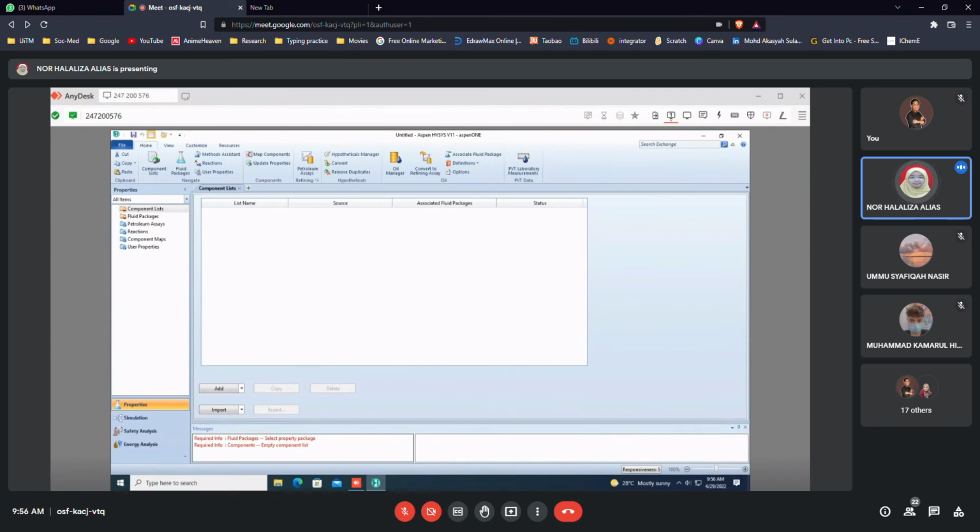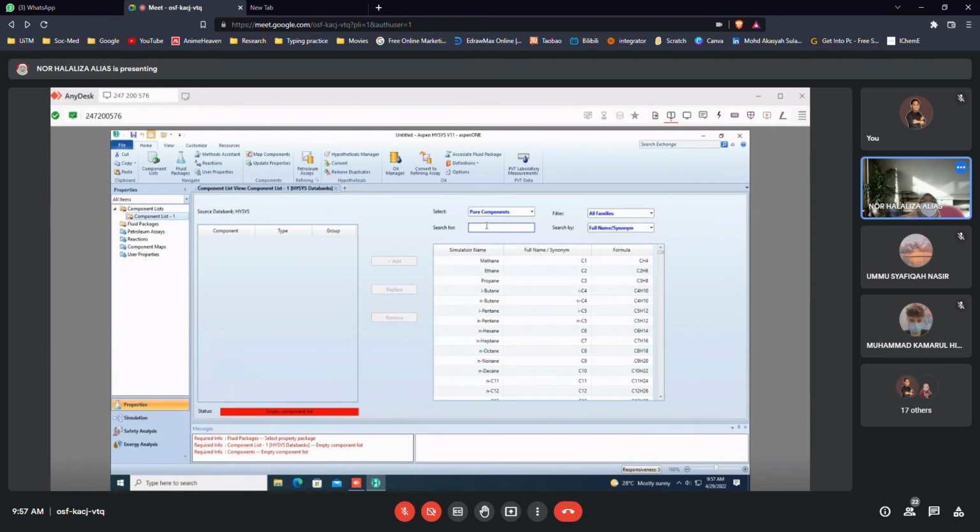Okay, case 1. Case 1, you need to set the pump as 70% efficiency. Use PR, SRK and also NRTL respectively. So now you tell me what should I do in the first place. Remember, kita hanya ada water as our component list, 100%. Lepas tu kita ada pump. So the first step is go to component list, go to add and then type water.